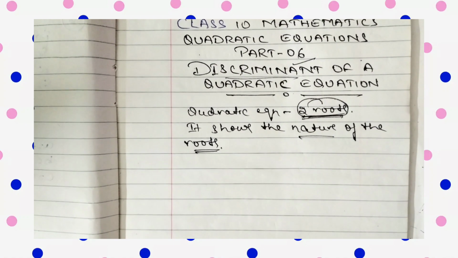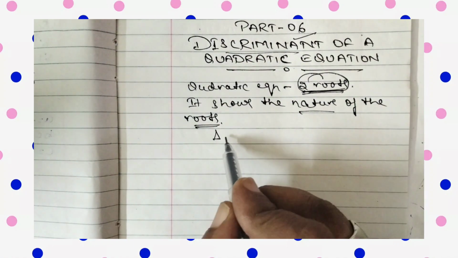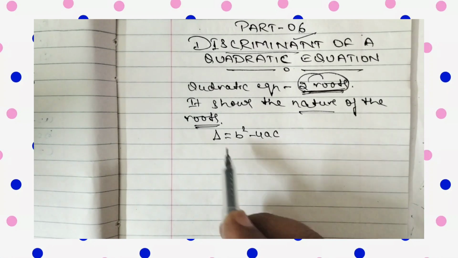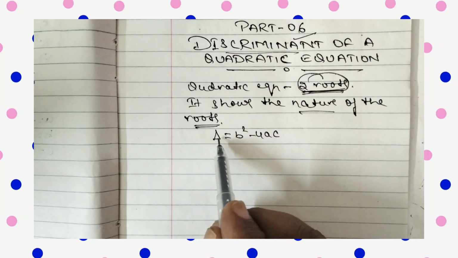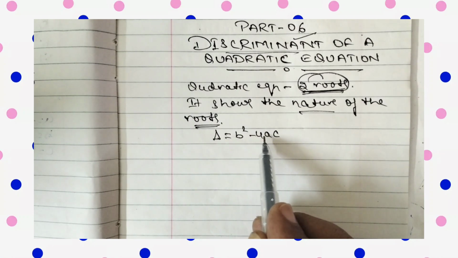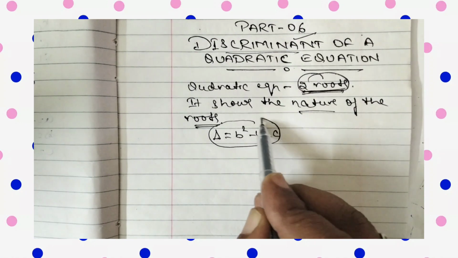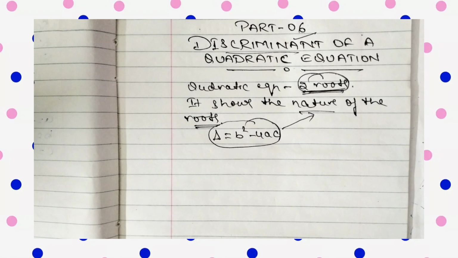So coming to the nature of the roots, this discriminant is denoted by delta. Delta is equal to b square minus 4ac. Delta is a Greek letter. In Greek, delta means discriminant. So the discriminant of a quadratic equation is given by delta is equal to b square minus 4ac. This will decide the nature of the roots.